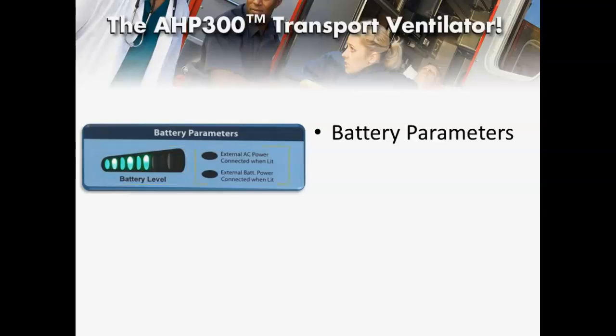On the right of the display, there are indicators which will light up if the ventilator is being powered by external AC power or an external battery pack. When plugged into AC power, the battery level display will indicate the charging status of the battery. Note that the AHP300 can be left plugged in indefinitely without causing damage to the battery, thanks to an internal trickle charge function in the power supply. When a battery pack is attached, note that the meter will display the power of the battery pack rather than the internal battery.